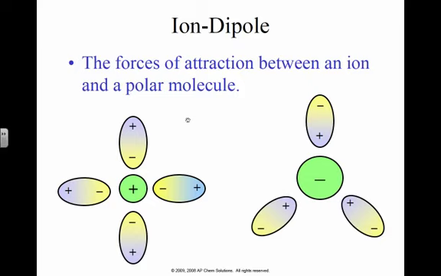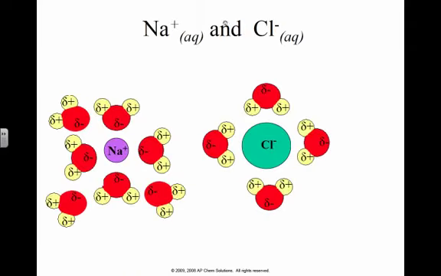The first one that we're going to mention is the ion dipole. The forces of attraction between any ion and a polar molecule. For example, if I put salt in water, I'm going to have Na over here, and I'm going to have Cl over here. And look at the water molecules. They're aligning up so that the negative end of the polar water molecule is facing the positive end of the cation, and vice versa over here. This is called an ion dipole attraction. This is what it would look like: sodium, water, chloride, water.